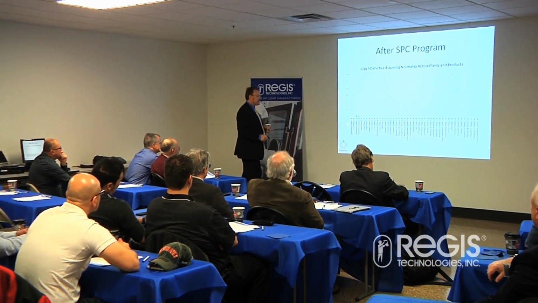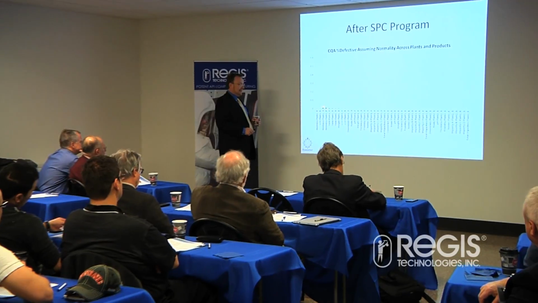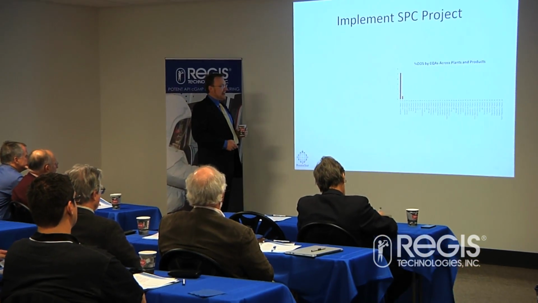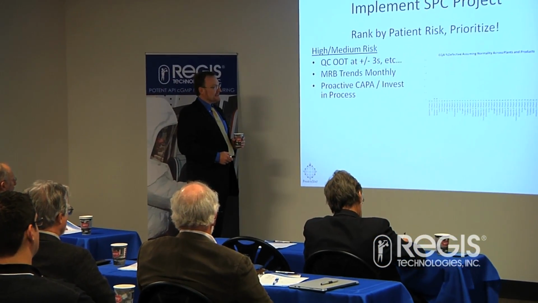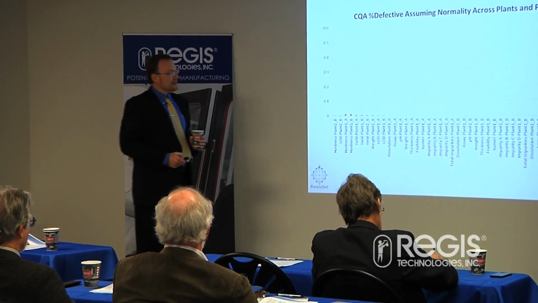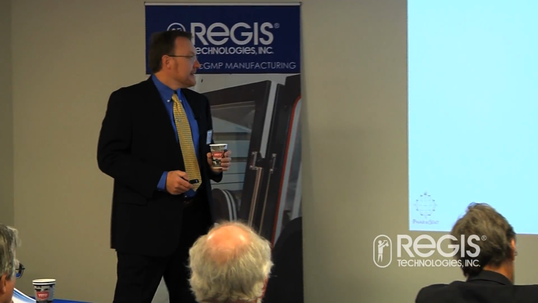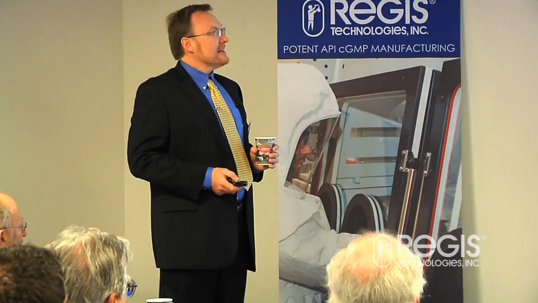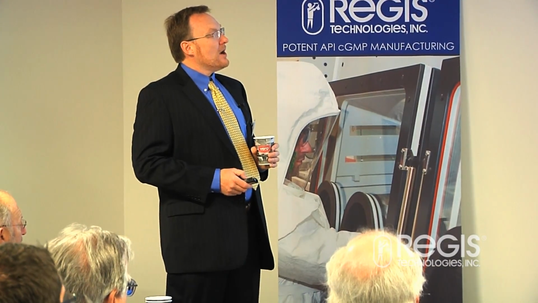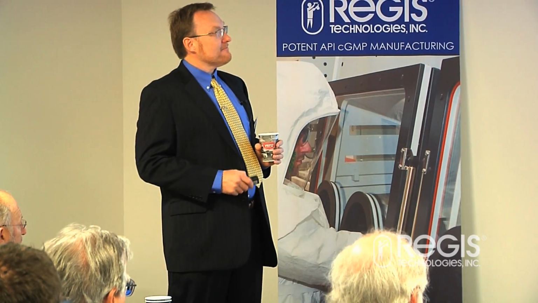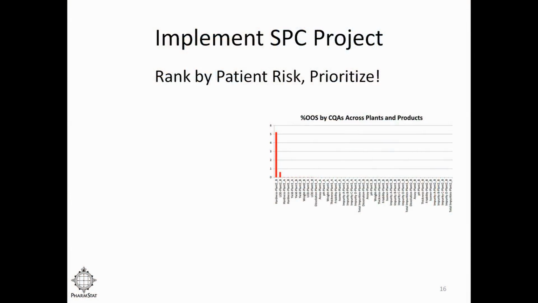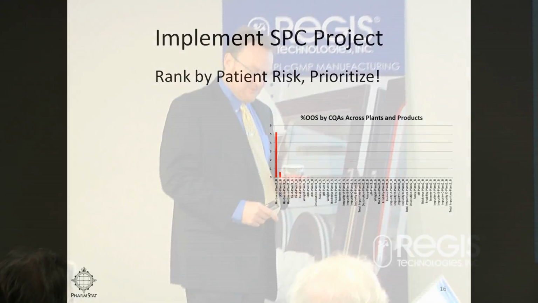Because notice what happens here. Oh, look at that. Well, if we zoomed in our axis, hold on a second, we would have a new set of priorities. Let me get back to that. So in summary, when you implement an SPC project, rank by patient risk and prioritize. Work on the most important things first.